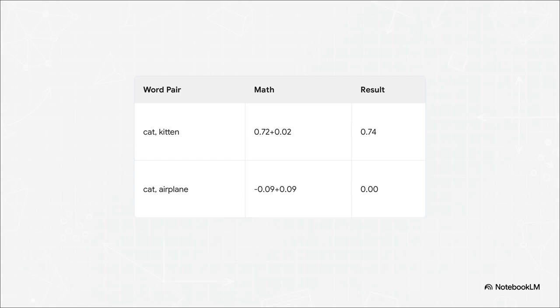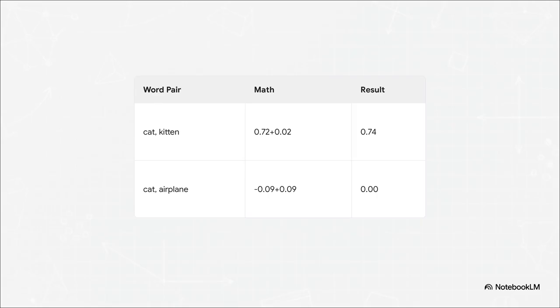Look at the math for cat and kitten. Behind the scenes, their matching features are multiplied, say 0.9 times 0.8 to get 0.72, and 0.1 times 0.2 to get 0.02. Then they're added together. 0.72 plus 0.02 equals a positive 0.74. The model sees this positive number and just immediately knows the words are related.